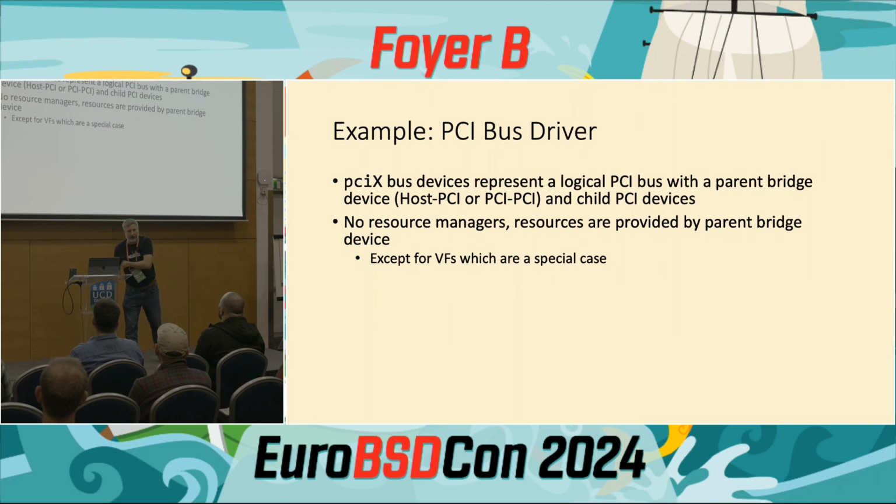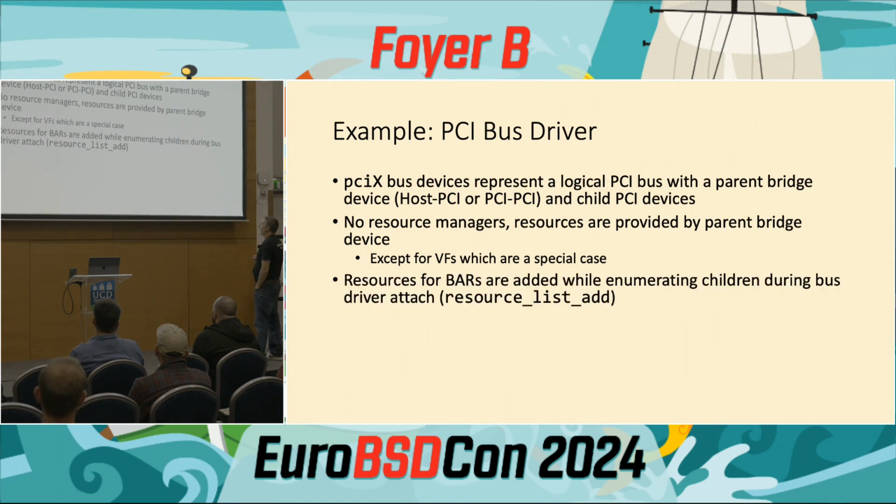PCI buses don't inherently have any kind of address spaces that they're responsible for. That all comes from the parent bridge. It's the parent bridge's job to actually deal with finding me a resource when I need it. But they are responsible for keeping track of what resources a given PCI device has. So they do use resource lists. And there is a caveat about resource managers. There's this weird thing that VFs have to do for SR-IOV that I'm just going to ignore for this talk. But for the most part, ignoring VFs, they don't have to deal with resource managers. They're just keeping track of what resources I have from my BARs.